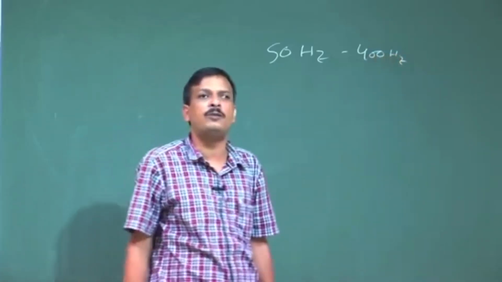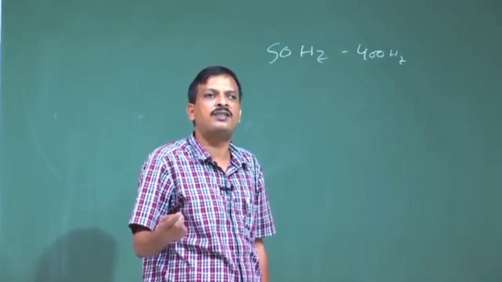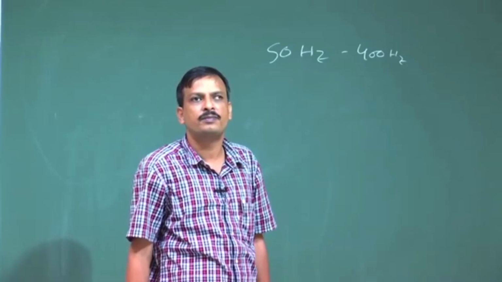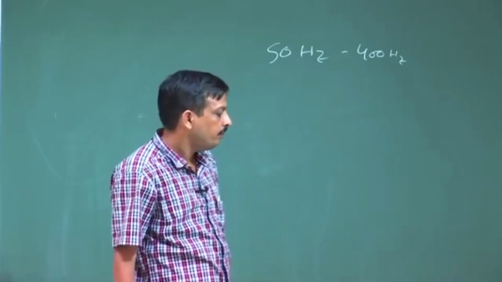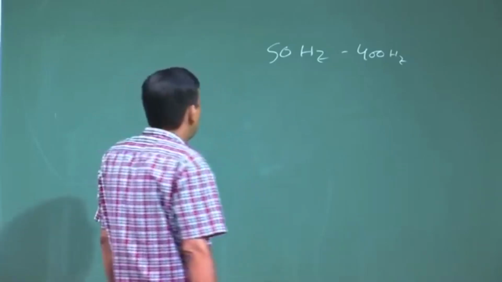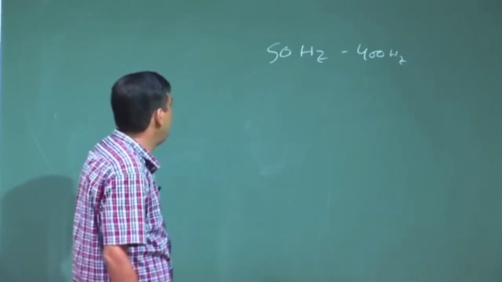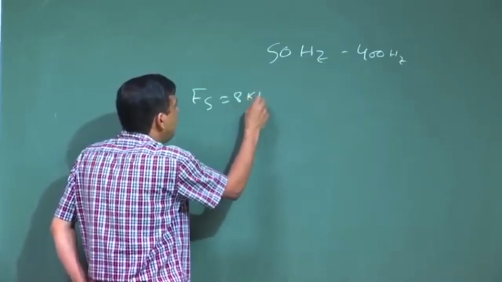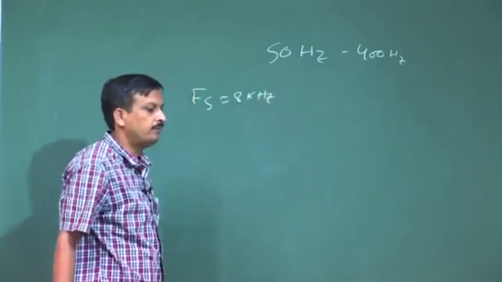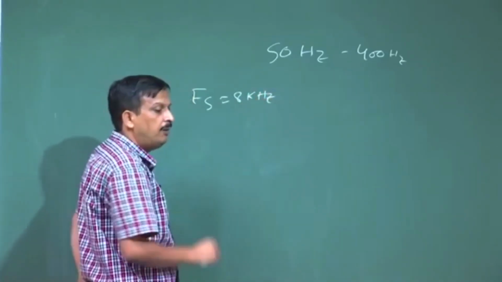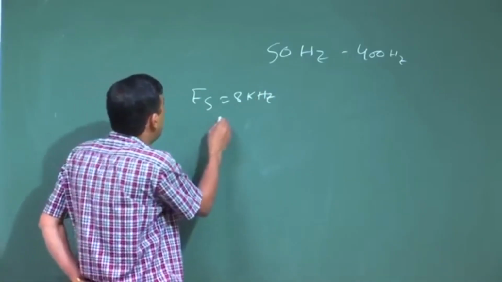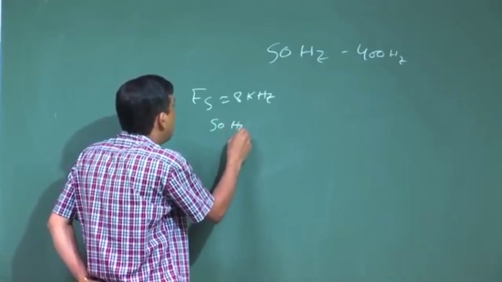This is a variation of F0. Child speech can have a 400 Hertz frequency. Now, if the sampling frequency Fs is 8 kilohertz, and F0 is 50 hertz, then how many samples will be there?